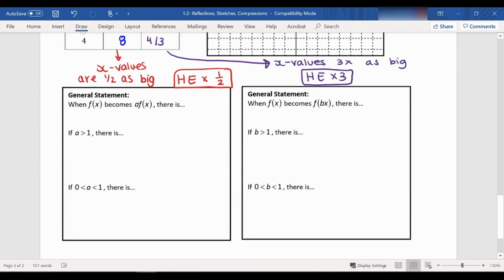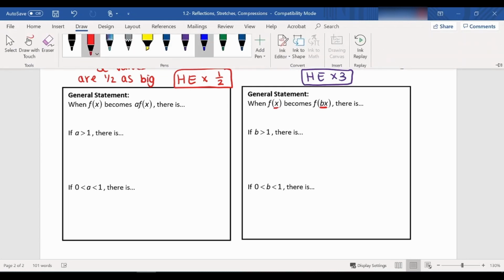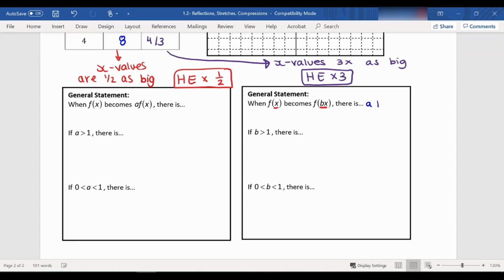So when f of x becomes f of bx, so you have something inside the function in front of the x, this is going to be a horizontal expansion or compression. Okay. So we're going to take our existing x values and multiply by 1 over b. Okay.